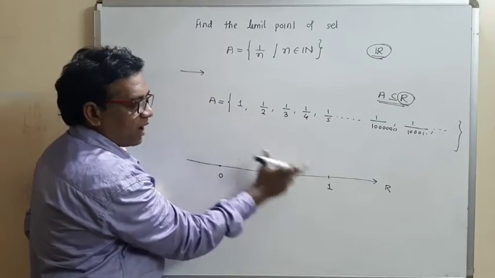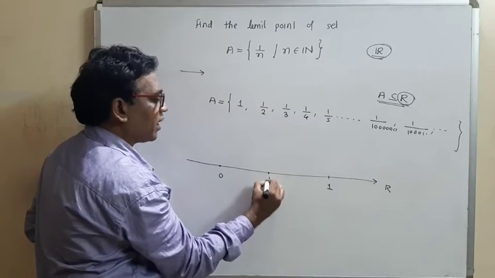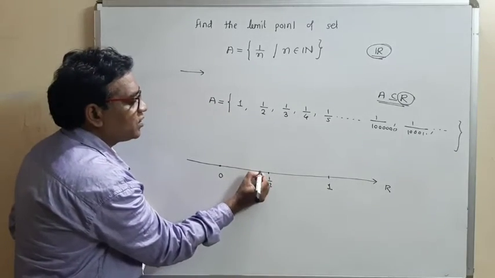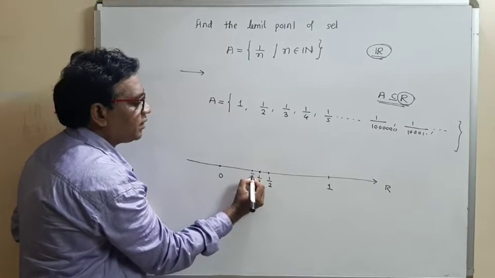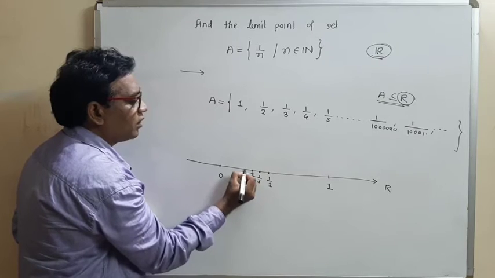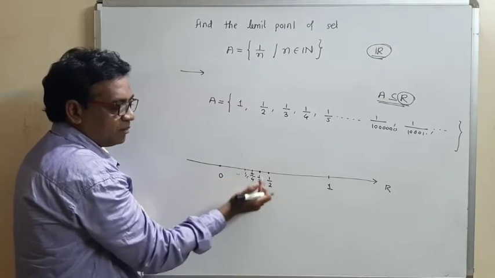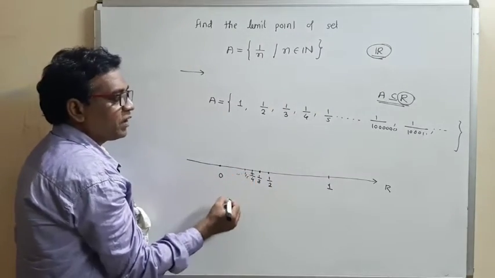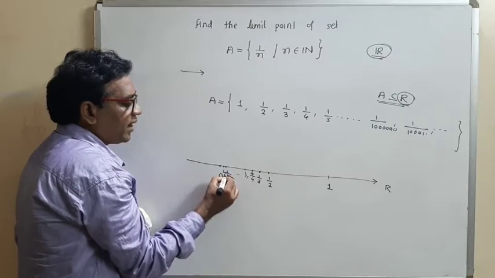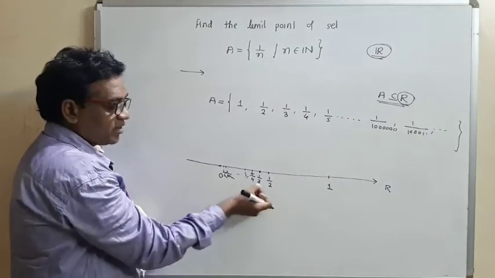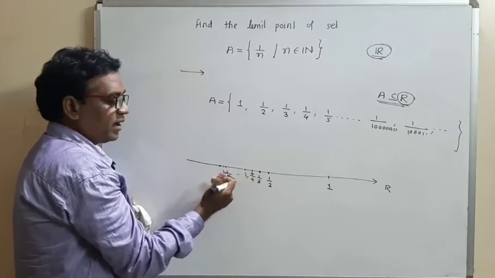Now this is our first point, 1. 1 half means 0.5, so this is the position of 1 half. This is the element 1 by 3, this is the element 1 by 4, this is 1 by 5, and so on. As we increase the term, we get 1 upon 10 lakh, 1 upon 10 lakh 1, and so on. The points keep moving closer together.